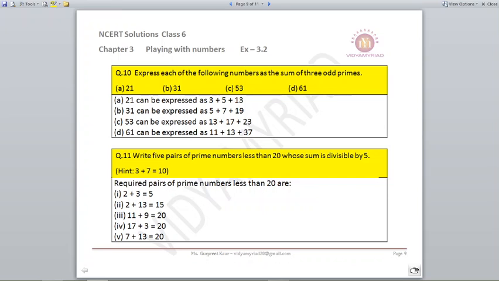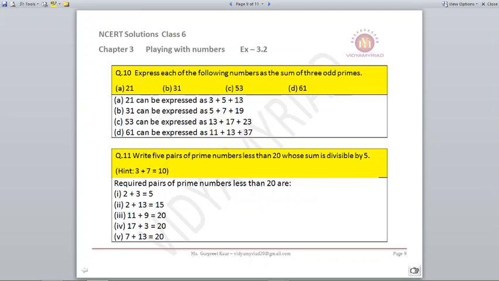Now we want 21. 21 can be written as 3 plus 5 plus 13. 31 can be written as 5 plus 7 plus 19. 53 can be written as 13 plus 17 plus 23. 61 can be expressed as 11 plus 13 plus 37. It is not necessary that you follow these pairs. If you can find some other pairs also, you can write them down, but you have to pick only prime numbers.